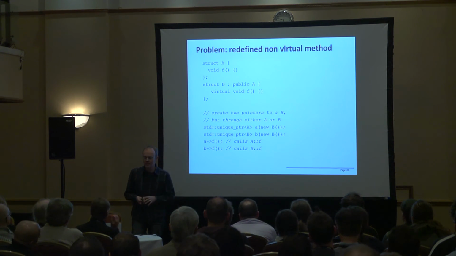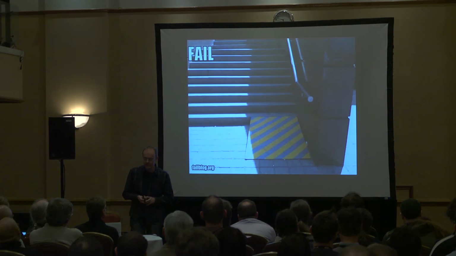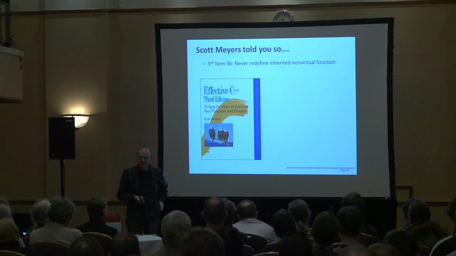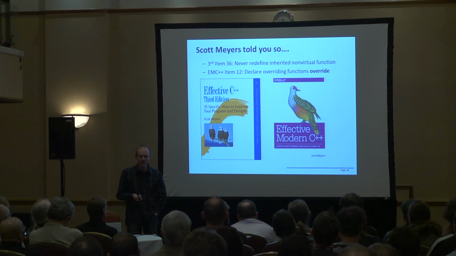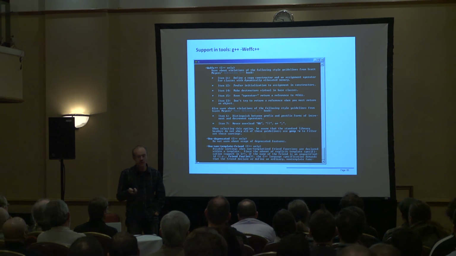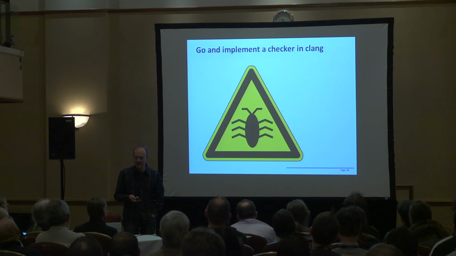So let's review or write a checker for this bug, for this redefined non-virtual method. So there's also a rule in Scott Meyers' book: never redefine an inherited non-virtual method, or declare overriding functions with override. I think then you also get a compiler hint. But unfortunately, this is the old GCC version on Cyclic, and there's no support for this. So we write our own checker in Clang.